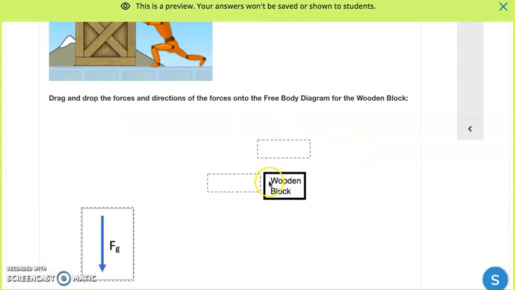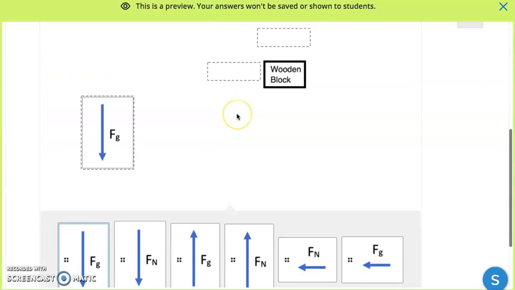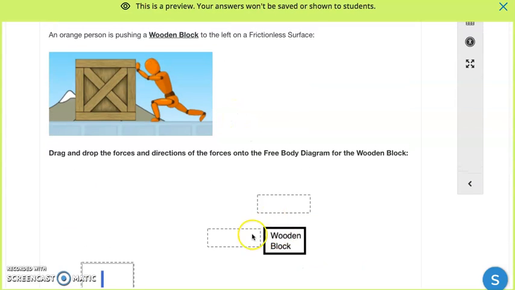And then you'll have to say, okay, well, I know that the person is pushing on the block. The orange person is pushing on the wooden block to the left. So that would mean that we'd have an arrow coming out here to the left with the type of force that the person is pushing with.